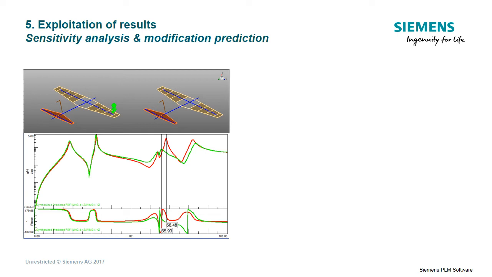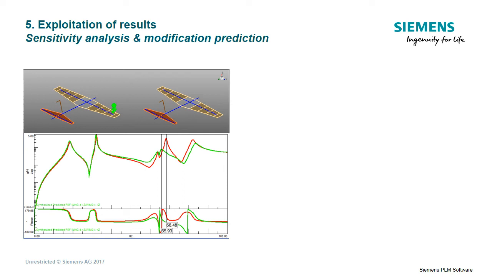Also, it provides very first estimates of the amount of modifications that are needed to achieve a certain change in structural behavior. Sensitivity analysis information is normally also used in modal validation and updating, but also to understand how and where modifications can be applied to a component if the response doesn't meet the targets.